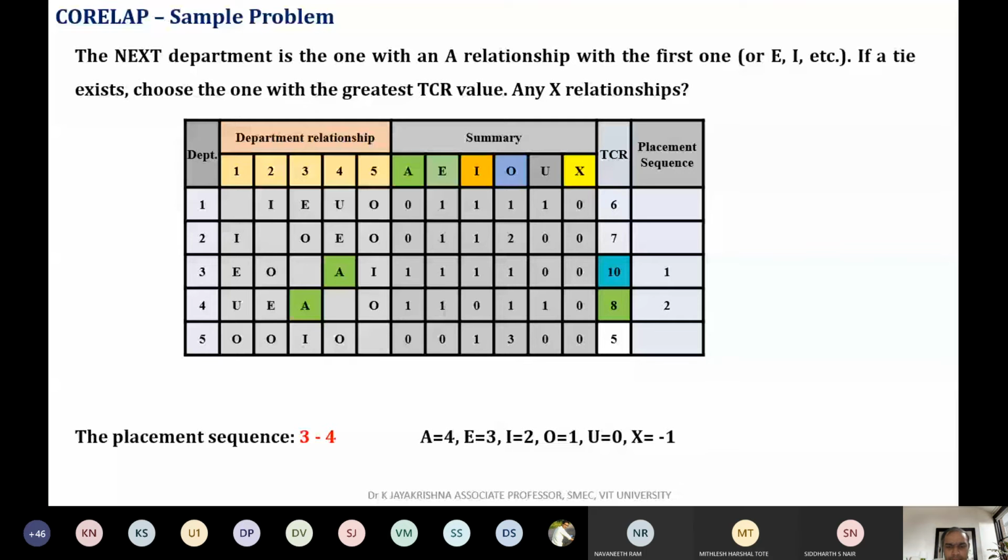For what? First department and second department. Now there is a tie. If there is a tie between the relationships, what are you going to look at next? What will you check next? If the relationships are equal, what is the next value you will check? TCR value. Okay, so the TCR value of which departments are you going to check? 1 and 2. Exactly, 1 and 2 you are going to check. Now check the TCR value of 1 and 2 and tell me the values.